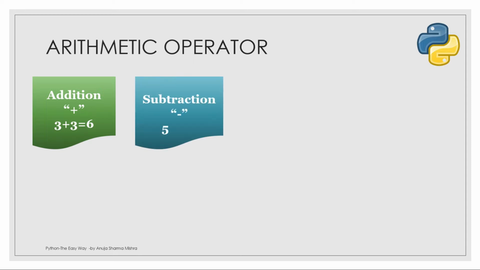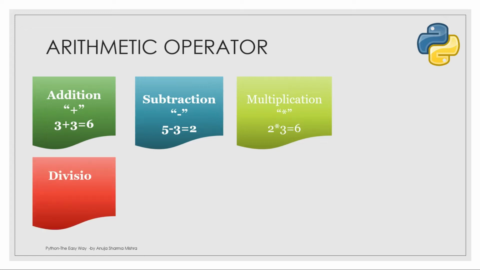Then we have the subtraction operator, where we use the minus sign. Similarly, we have the multiplication operator for multiplying two values, and we use the asterisk sign to do so. Then we have the division operator. If you use the forward slash, that is used for simple division and it will return a floating point value. For example, here I have shown 5 divided by 3 will give you 1.66, unlike what we did in C and C++.